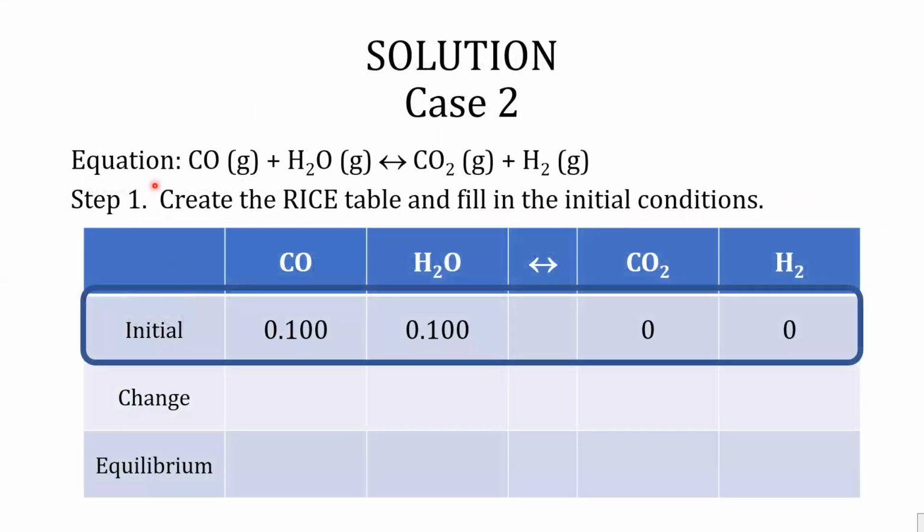One writes out the equilibrium equation, and also in step 1, create the RICE table and fill in the initial conditions. The initial conditions of CO and H2O are 0.100 molar, whereas for CO2 and H2, it is 0.